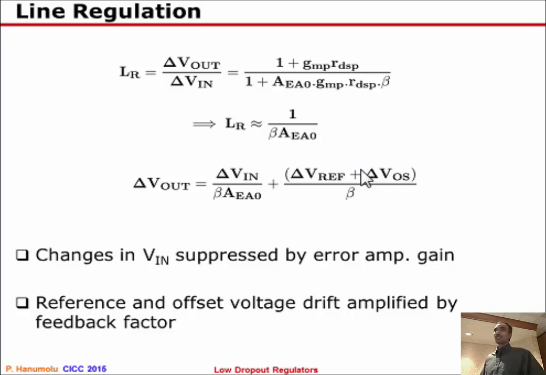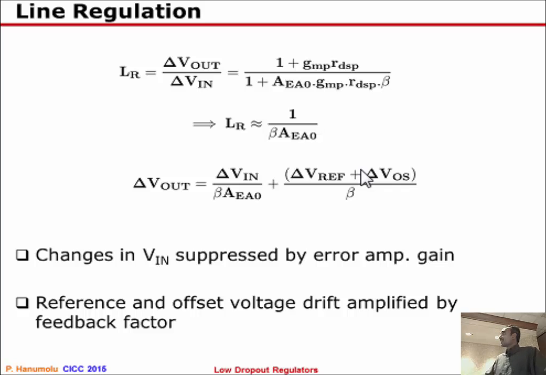Again, for those of you who have used feedback, this is not at all surprising. But one thing I would also like to point out is there are other sources of error in the output voltage, which come from the reference voltage, which we just calculated. The reference voltage and offset are one and the same because they are at the input of the error amplifier. Those are divided by beta, and this I know from the transfer function we calculated two slides ago.